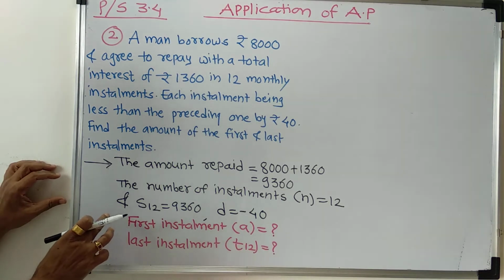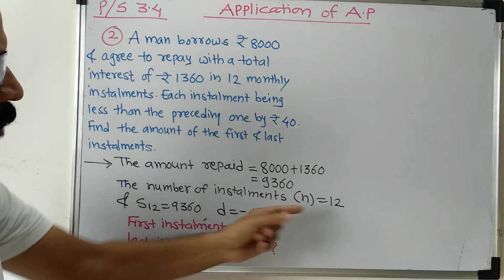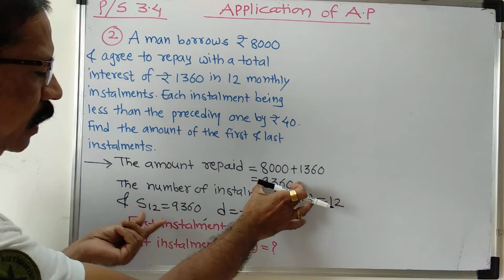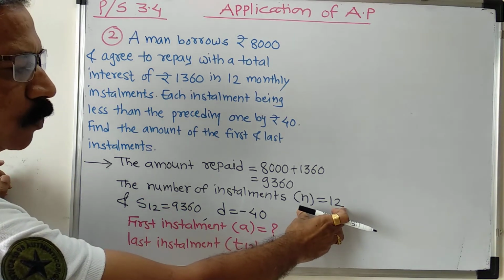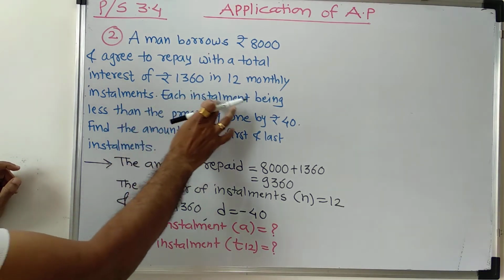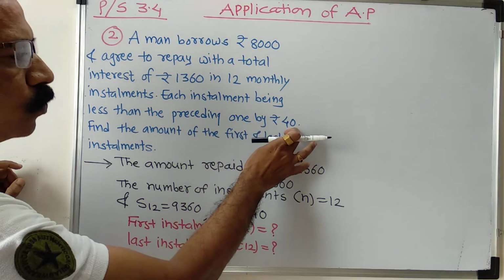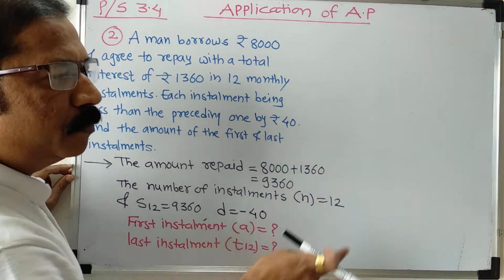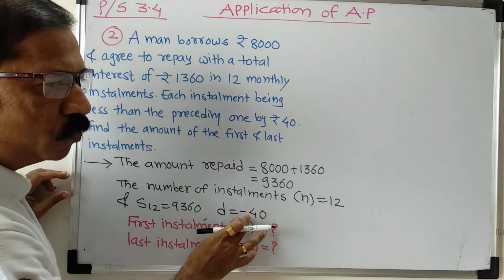So you can take the amount he has to pay in 12 installments, means S12 is 9,360 and the total number of installments, n, is equal to 12. And what is given in the question? Each installment being less than the preceding one by rupees 40. Each installment is 40 rupees less than the previous one. Means common difference d will be minus 40.